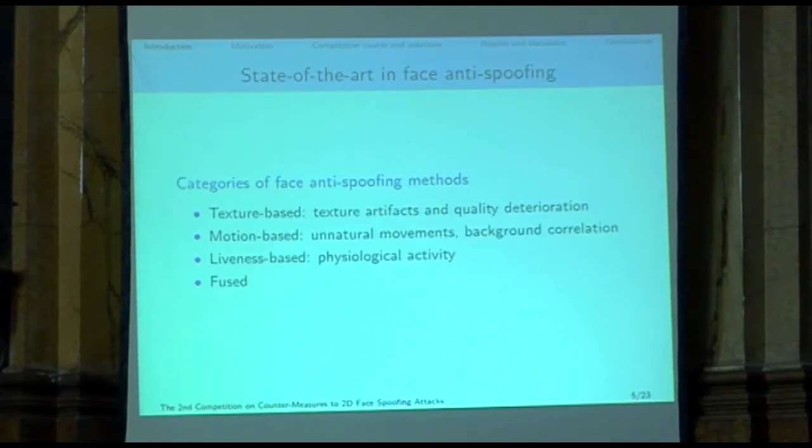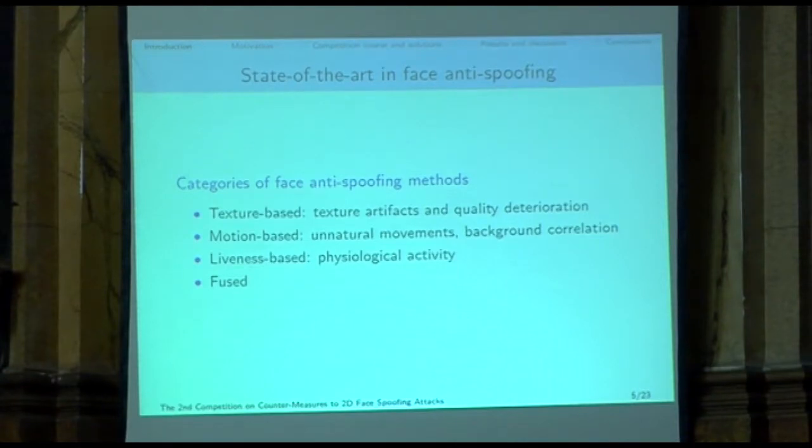In face anti-spoofing, many algorithms have been developed in the past years, but most of them can be categorized into three broad categories: texture-based, motion-based, and liveness-based. All of these categories are looking at the problem from different perspectives.